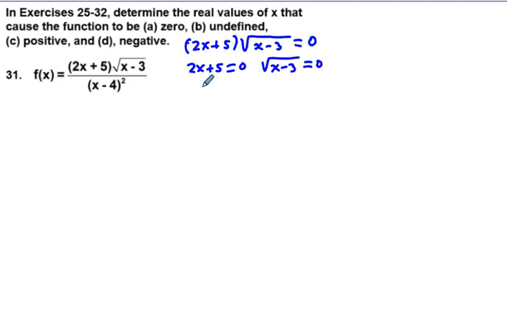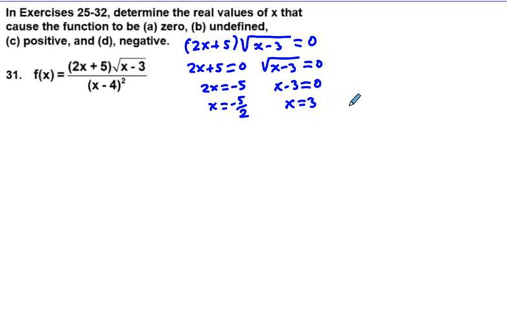So we're going to have 2x equals negative 5 and x equals negative 5/2. That's going to be one of our critical numbers. And then for this other one, x minus 3 equals 0. So x is equal to 3. So we have two critical numbers from our numerator.